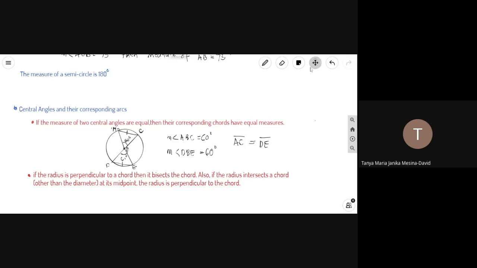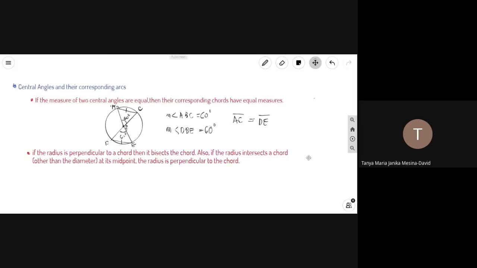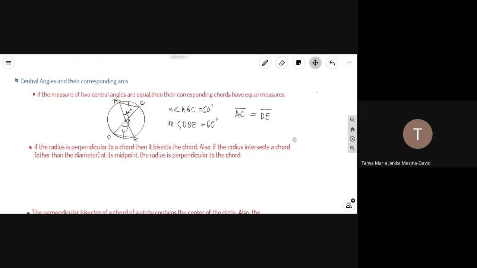Another is, if the radius is perpendicular to a chord, then it bisects the chord. That means it splits the chord into two. Also, if the radius intersects a chord other than the diameter at its midpoint, the radius is perpendicular to the chord. So let's have an example.